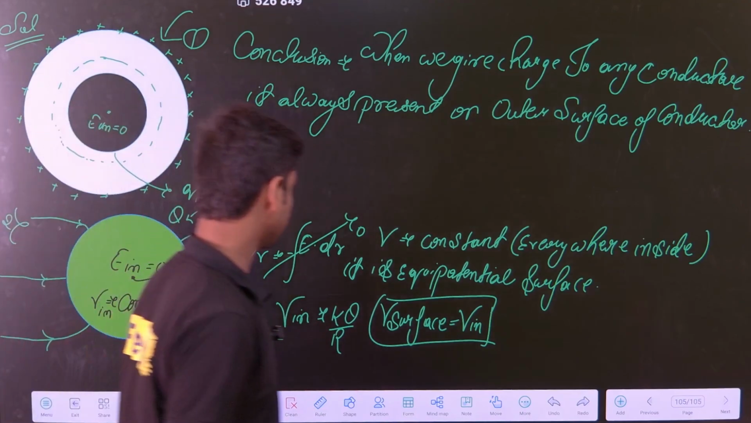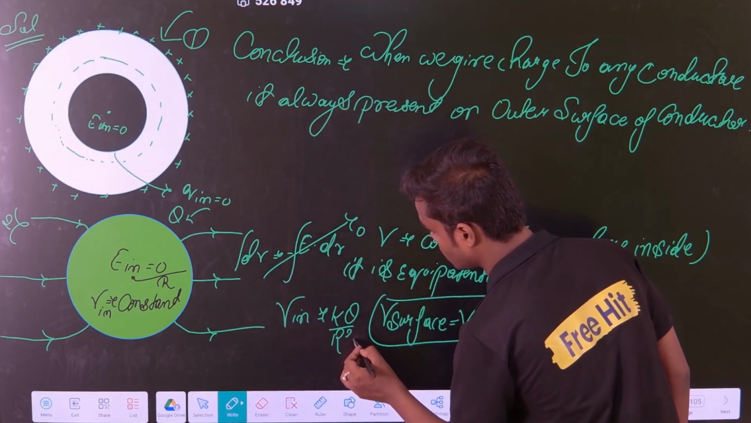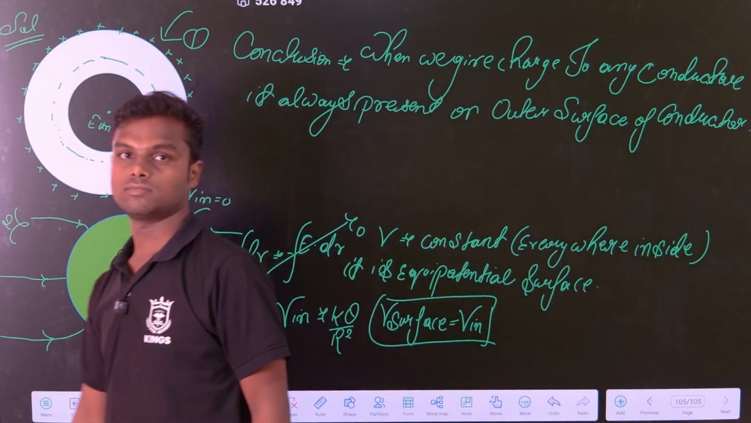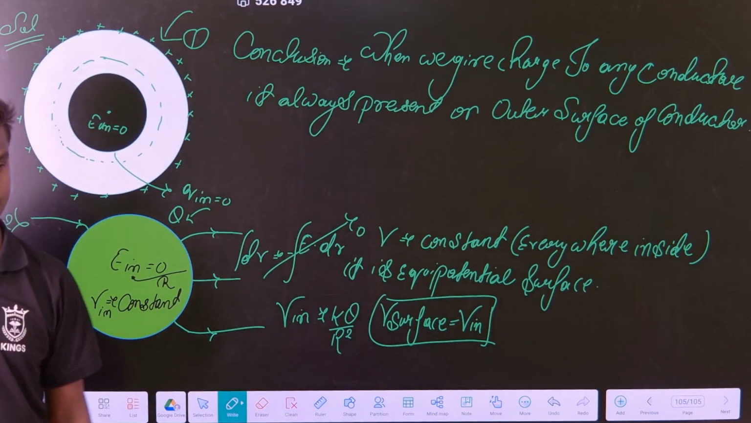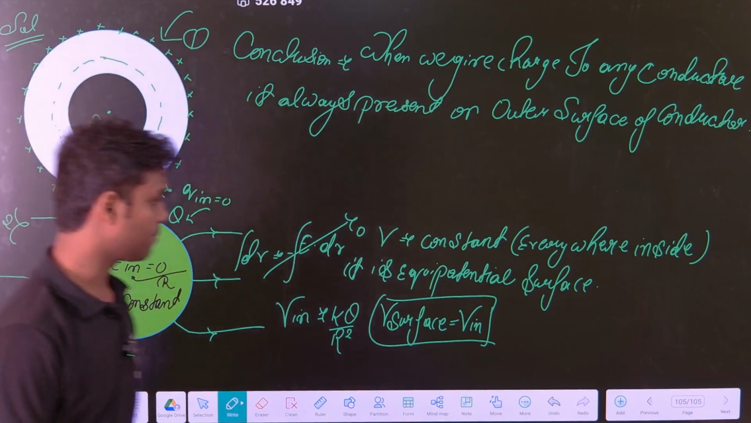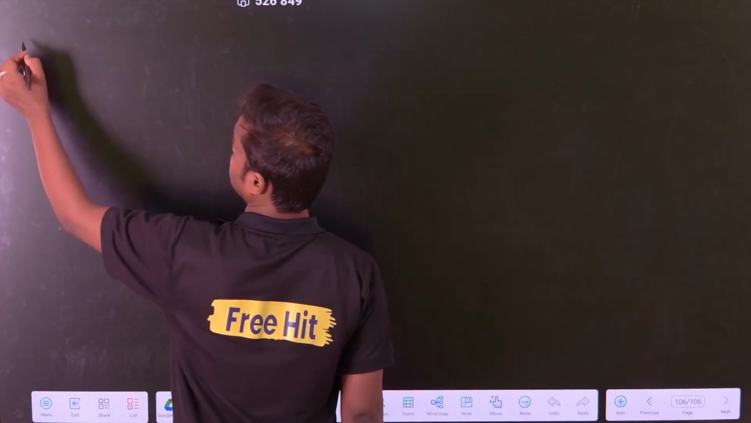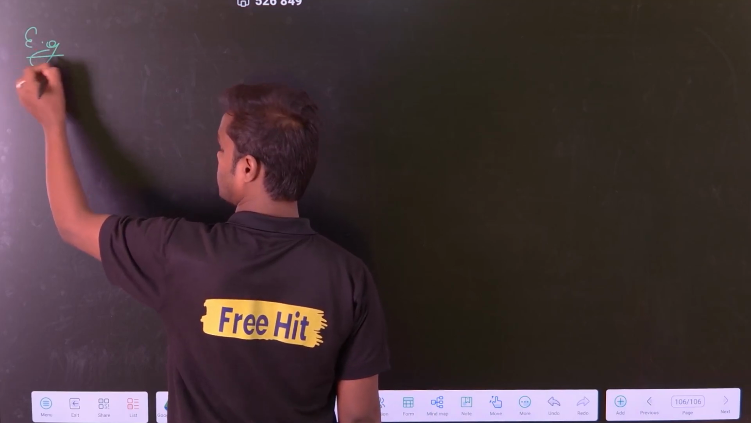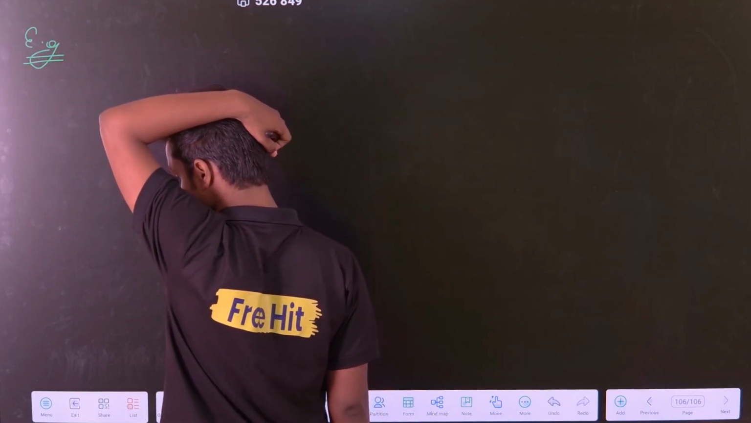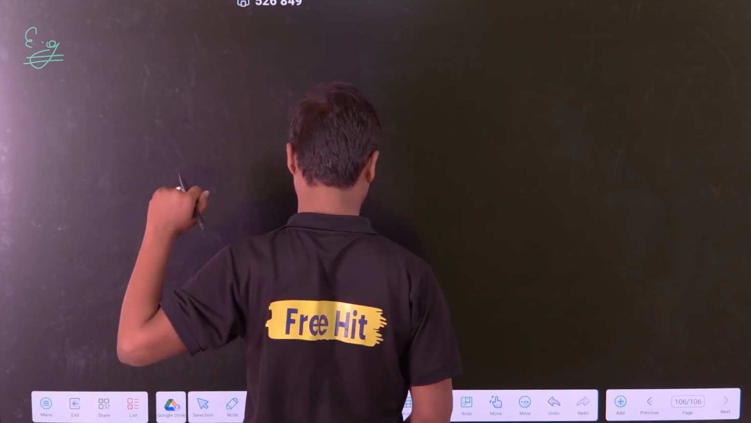I think kq by r, sorry, not r square. Clear? Please note it down. Completed? Okay. So let us take some example and try to understand things in a better way.